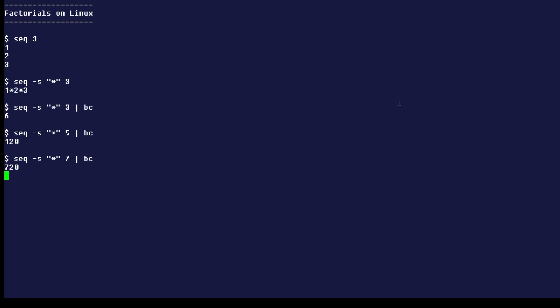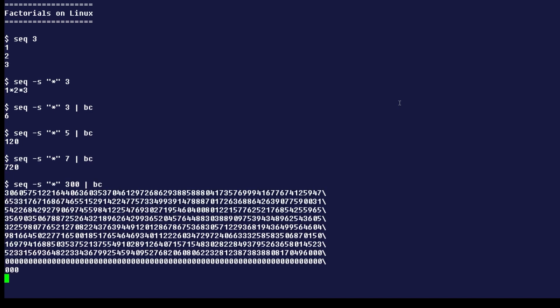And just so you can see how quickly this command will process, I'll give you this one. The 300 factorial is equal to that big number. Well, that's your Linux tip for calculating factorials on the Linux command line.